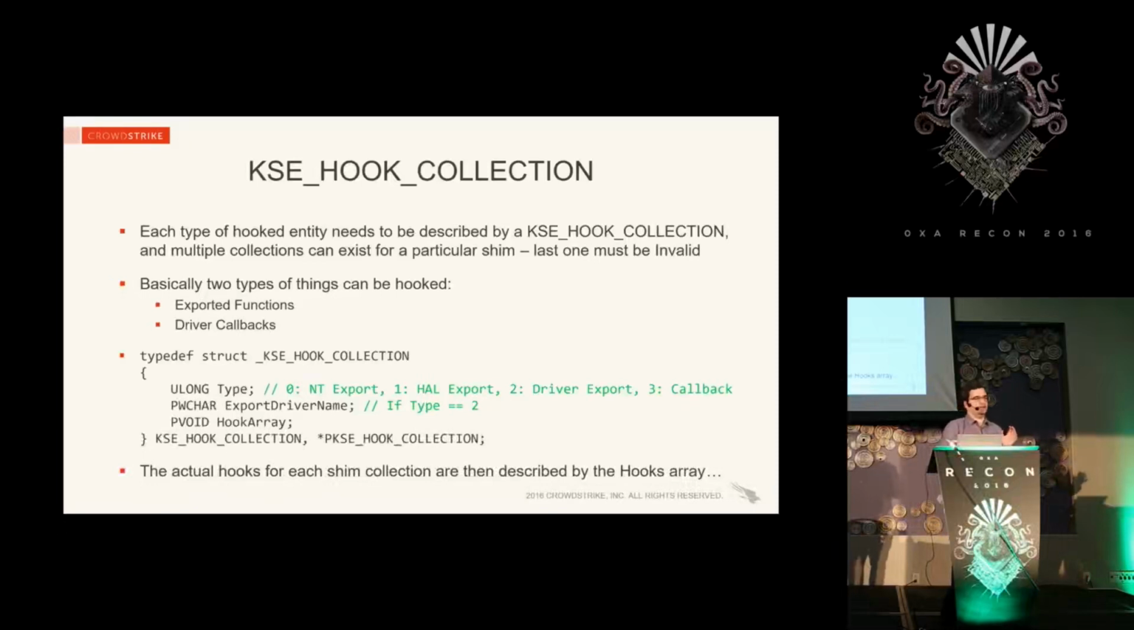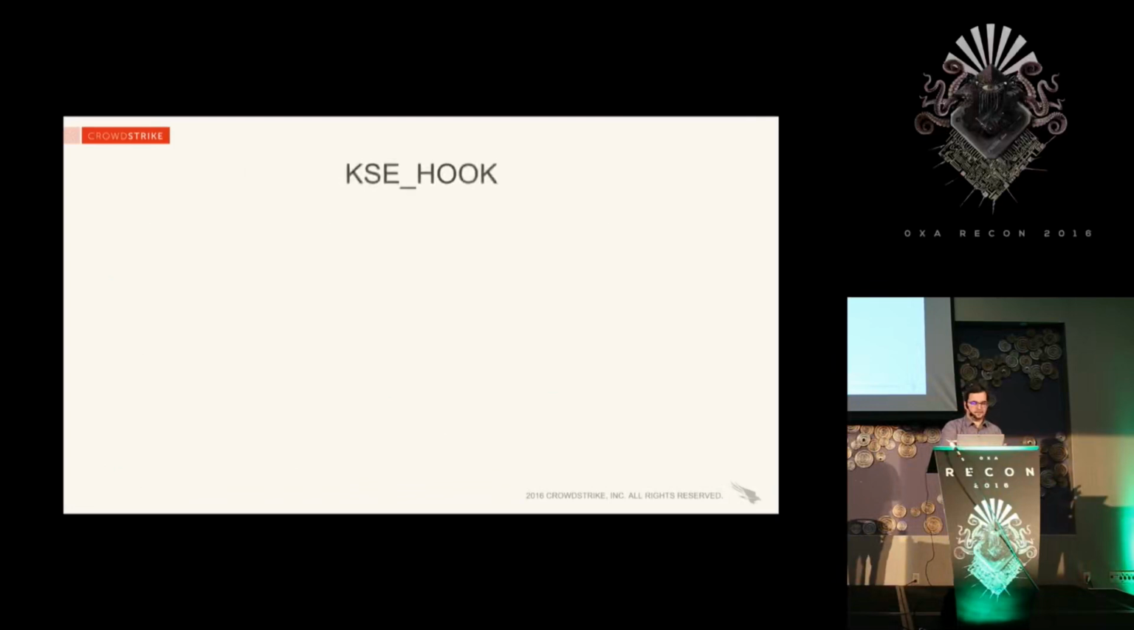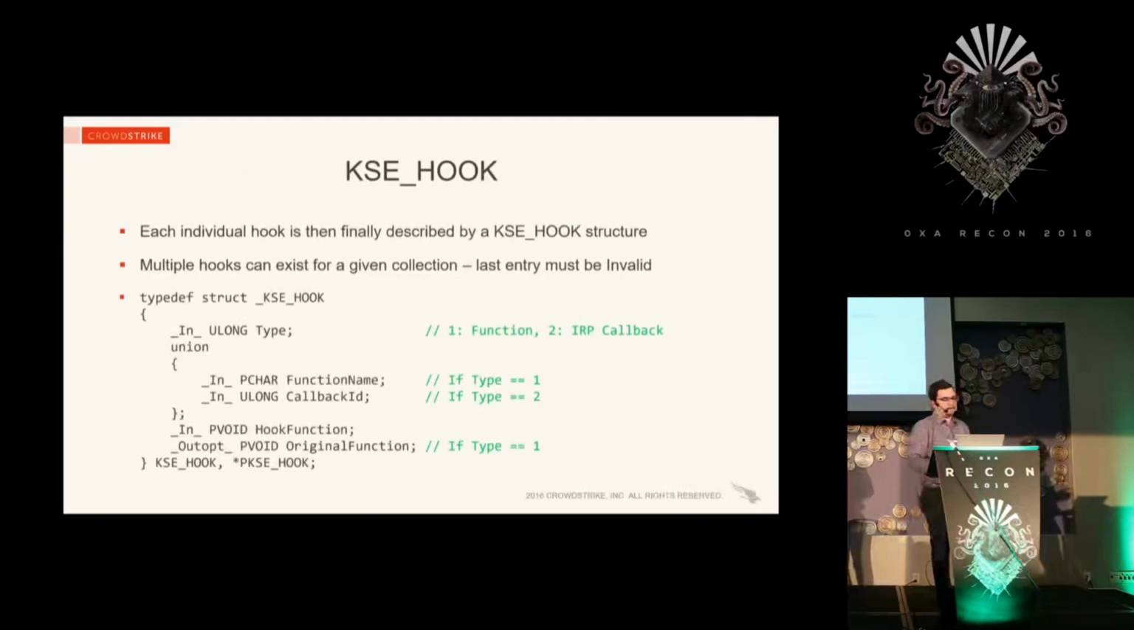You now have to go and actually define the hooks that make up this collection. So that's now with another structure. And kind of repeatedly, that structure has its own type, 1 for function or 2 for callback. And if this is a function, you have to give it the function name that you're hooking. If this is an IRP callback, you give it a callback ID. I'm going to see what the callback IDs match up to. You then pass in the address of your function that's going to be hooking that thing.